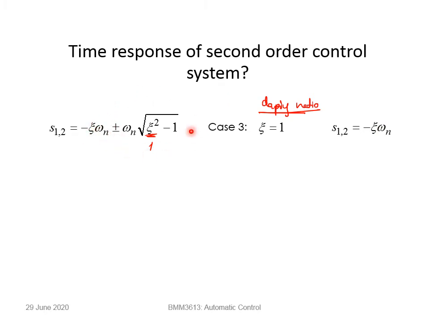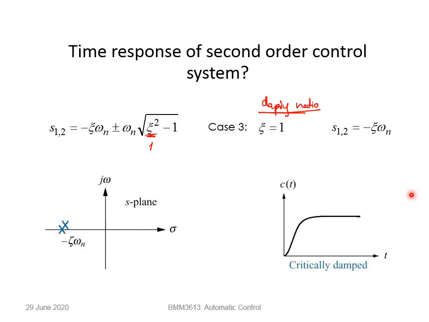So it eliminates the possibility of having two distinct points, because the two distinct points come from this plus another point. Plus is one point, minus is another point. Now that this term equals 0, both poles, both positions, are located at the same point, which is minus zeta omega n. So if you plot it on the s-plane, both of them are real numbers and they are at the same point on the sigma axis. If you refer to our previous lecture, this is the case of critically damped. So if you have zeta equals 1, that is the case of a critically damped system.